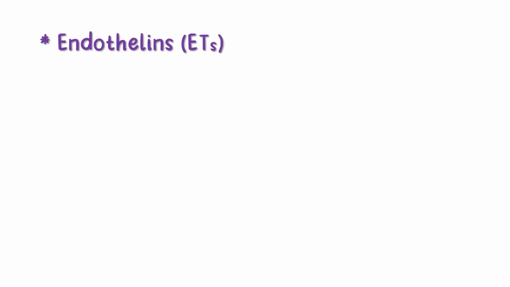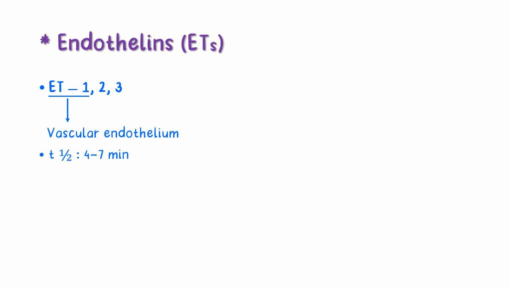Endothelins are of three subtypes: endothelin 1, endothelin 2 and endothelin 3. Vascular endothelium mainly produces endothelin 1 and the plasma half-life of endothelins is only 4 to 7 minutes. There are two types of endothelin receptors, ETA and ETB. ETA receptors have higher affinity for endothelin 1 and ETA receptors are mainly expressed in vascular smooth muscles, while in vascular endothelium only ETB receptors are expressed.